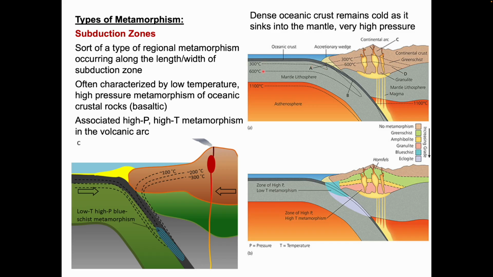And if you look closely at these, you can see that these lines of equal temperature curve because the inside of that subducting oceanic plate doesn't like to change its temperature, so it retains its temperature even as it sinks deep into the Earth. This produces areas of low temperature, high pressure metamorphism that we call blue schist metamorphism. And that occurs inside the subducting oceanic plate.